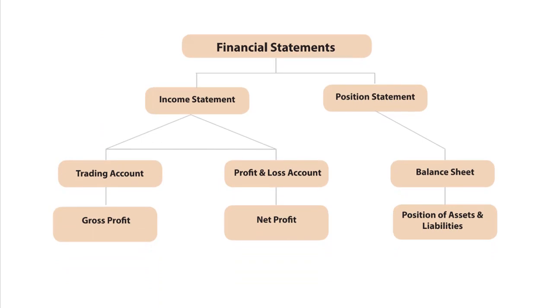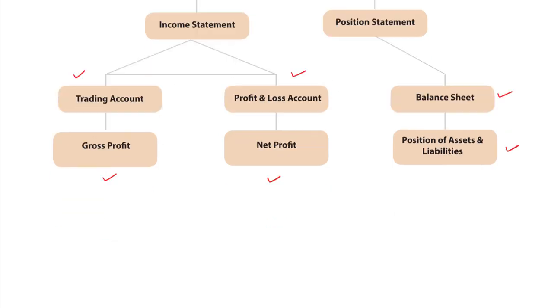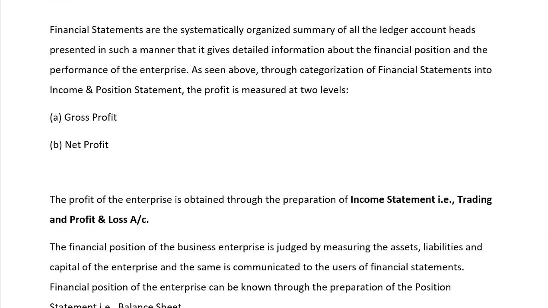Financial statement. Income statement consists of trading account and profit and loss account. The result of the trading account is gross profit. The result of profit and loss account is net profit. Position statement, we have balance sheet, that is positions of assets and liabilities. Financial statements are the systematically organized summary of all ledger account heads presented in such a manner that it gives detailed information about the financial position and the performance of the enterprise.